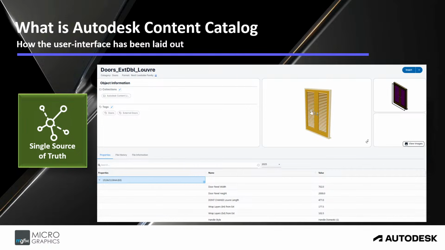You also have a 3D view where you can turn the entire door and view it in 3D, and you have additional images on the side. There you can add additional tags to this door, and you can add it to more than one collection. Then at the bottom you have your file history and file information. The file history tells you which year versions this door can be placed into. Currently it is set to 2025. And then at the top right you can just select insert and it will place it inside your project in Revit.